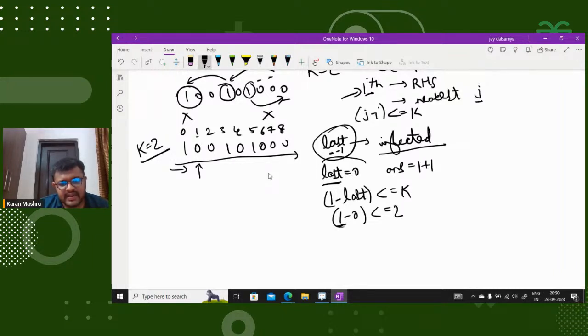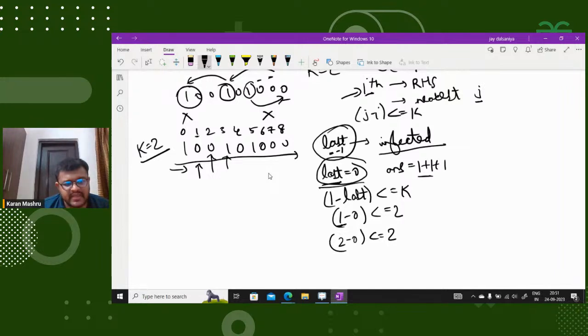But will I change my last variable? No. Why? Because one was not initially infected. One got the virus after spreading it from 0, and those who were not initially infected cannot further spread the virus. So I'll not change my last variable, I'll just add 1 to my answer. Then my I will become 2. So is 2 minus last less than equal to 2? Yes. So again I'll add +1 to my answer.